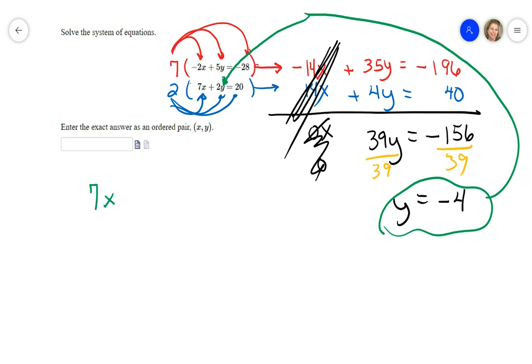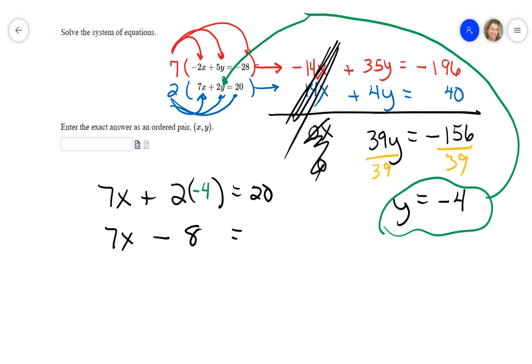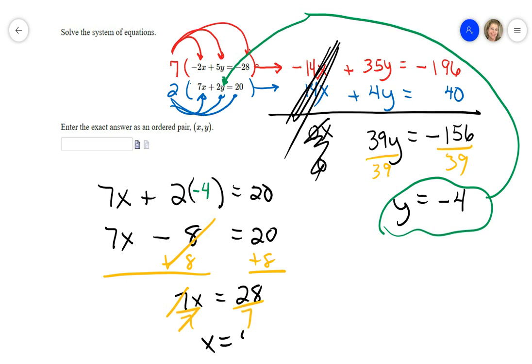So this is going to be, let me change colors. This equation was 7x plus 2y equals 20. I'm going to take the y out and plug in the negative 4. So this is going to be 7x. When you take a positive 2 times a negative 4, you get a negative 8. And then I'm just going to solve for x. I'm going to add 8 to both sides, cancels that out. 7x is equal to 28. And then divide off the 7, cancels that. And x is a 4.